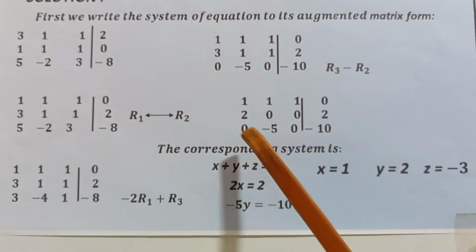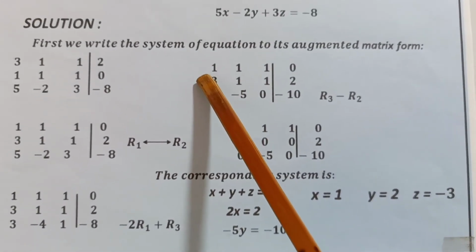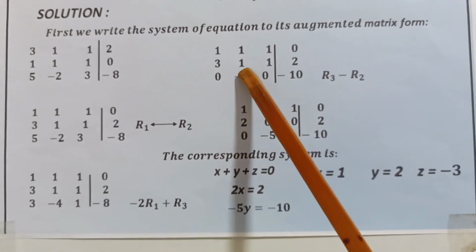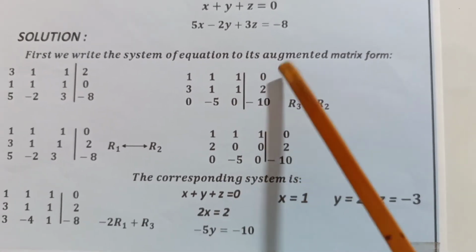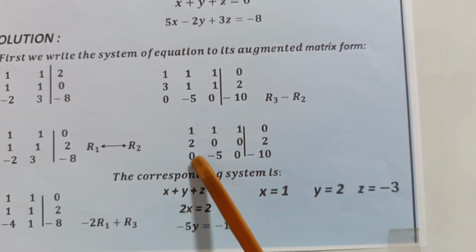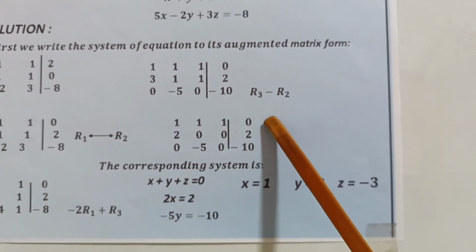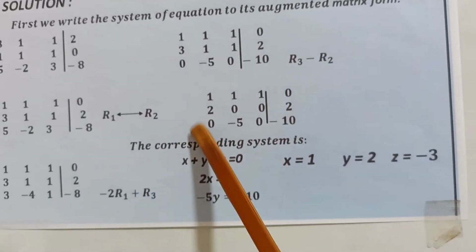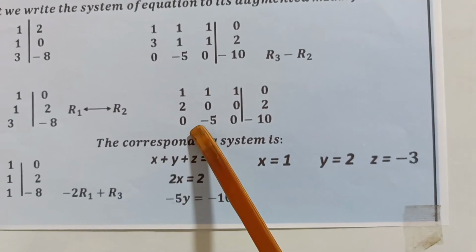So we have here 3 minus 1 is 2, 1 minus 1 is 0, 1 minus 1 is 0, 2 minus 0 is 2. So this is our next system of equations, or next augmented matrix form. Now we study this one carefully again.